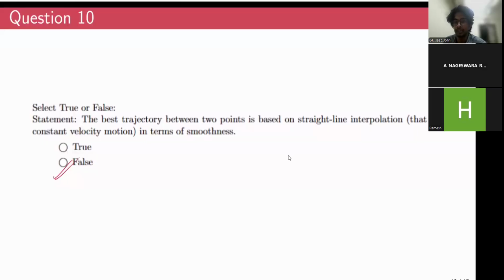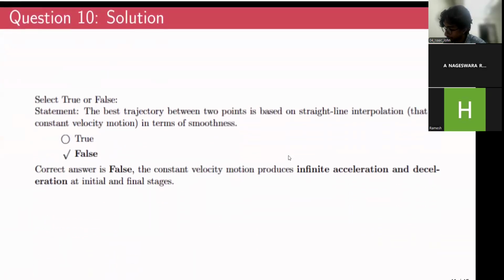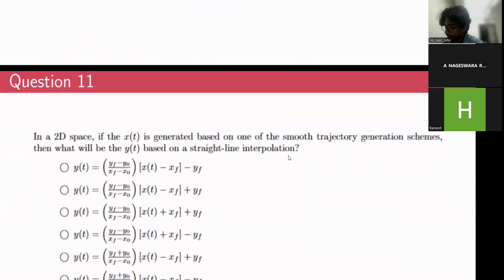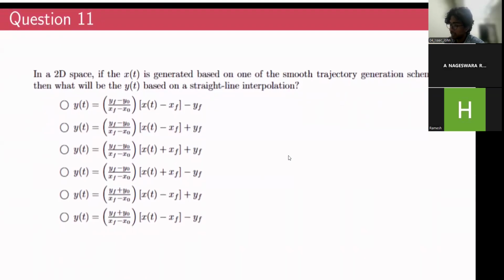There are far superior trajectories compared to straight line interpolation. As I was saying, constant velocity straight line interpolation will cause infinite acceleration and deceleration at the initial and final stages. So that is not something that we really want inside our trajectory. The second last question: in a 2D space, x of t is generated based on smooth trajectory schemes, then what will be y of t based on a straight line interpolation?